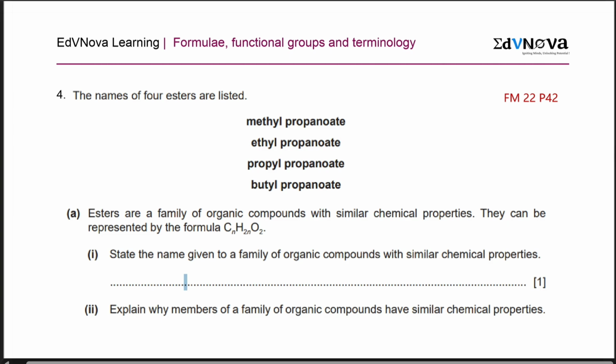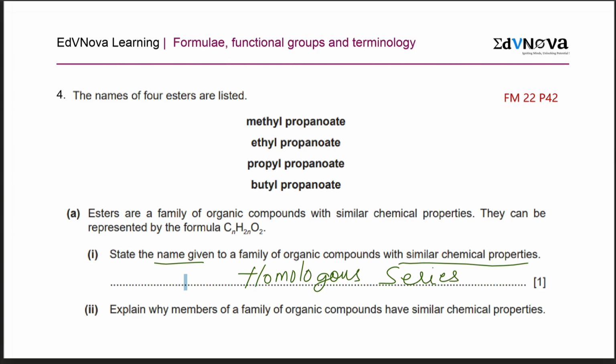Question number 4. The names of 4 esters are listed. Methyl propanoate, ethyl propanoate, propyl propanoate, butyl propanoate. Esters are a family of organic compounds with similar chemical properties. They can be represented by the formula CnH2nO2. State the name given to a family of organic compounds with similar chemical properties. They are called homologous series.